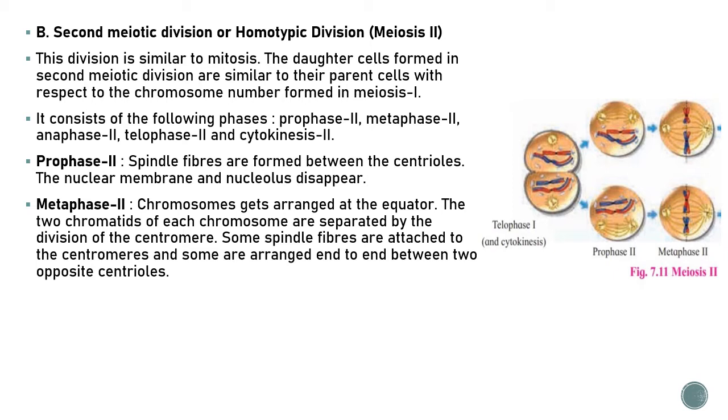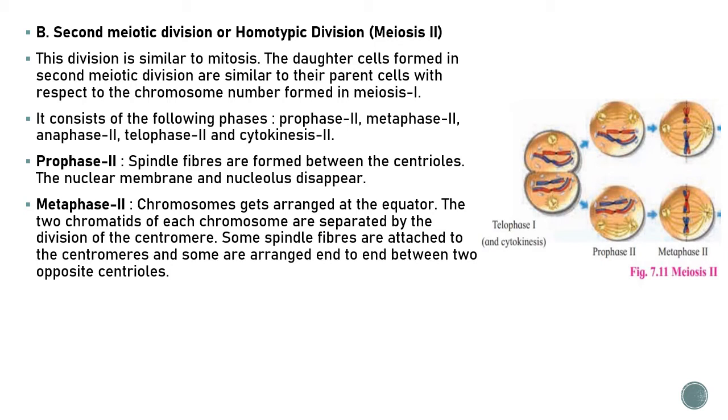The daughter cells formed in second meiotic division are similar to their parent cell with respect to the chromosome number found in meiosis I. That means whatever chromosome number is present in the two haploid cells formed during meiosis I, that chromosome number is never changed in their daughter cells. That means whatever four cells form in completion of meiosis II.